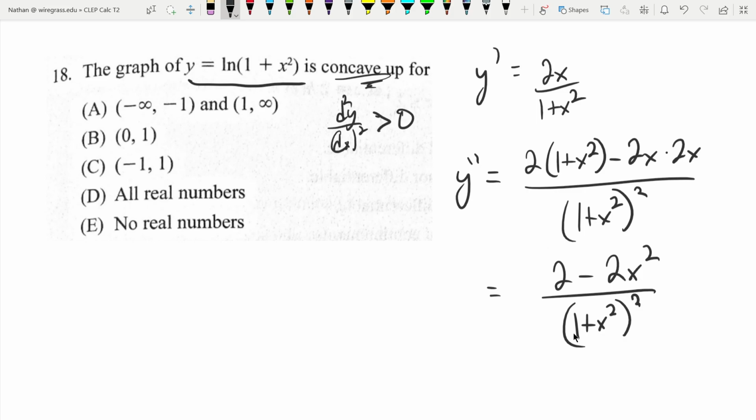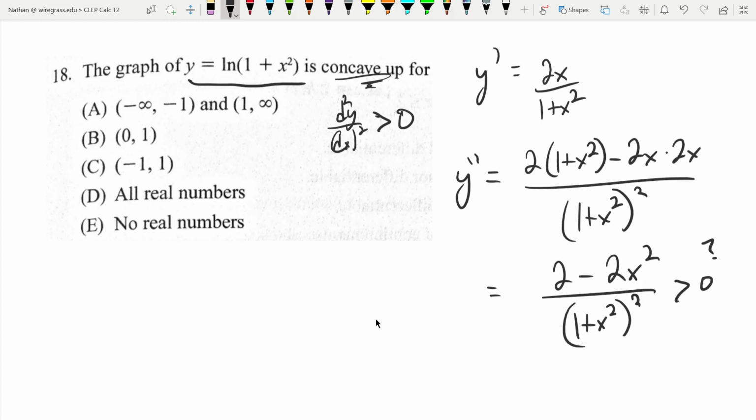And the question is, when is this greater than 0? Well, the bottom is always going to be positive, because no matter what value for x you plug in, any negative value is going to end up being positive. And the lowest it's going to really be is 0, so 1 plus 0 is still positive. So this is always positive. The real question is, when is the top positive? Because that's going to determine when this entire thing is positive.